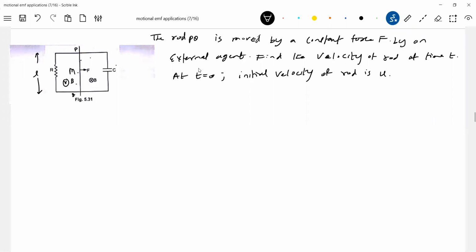Work it out, I'll give you 2 minutes. Just try to think on it, because you already have some information about the capacitor, no?